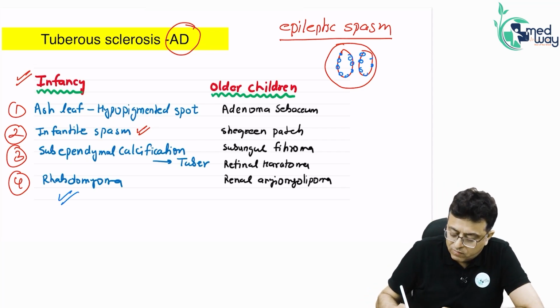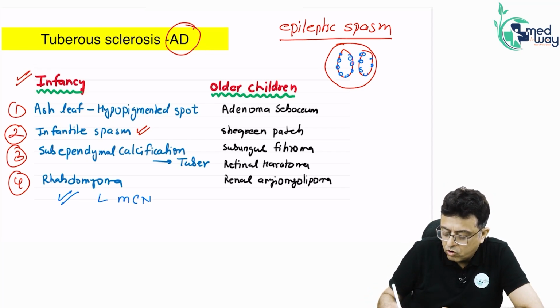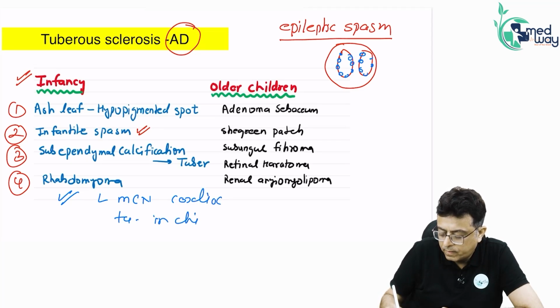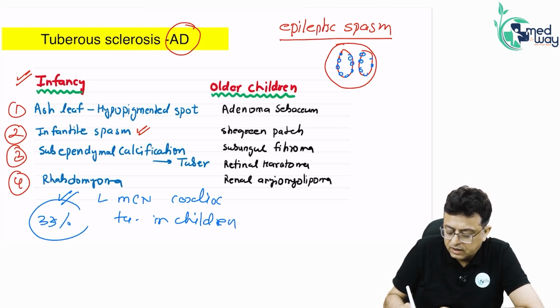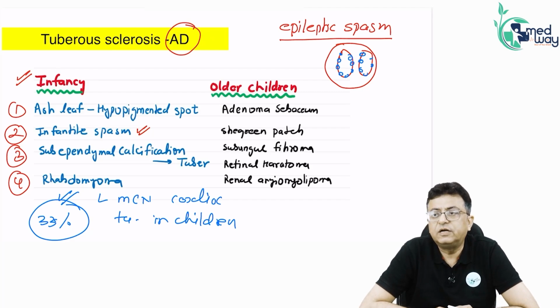What is rhabdomyoma? Most common cardiac tumor in children. It is associated 33% with tuberous sclerosis.